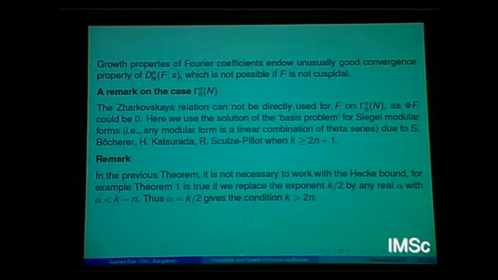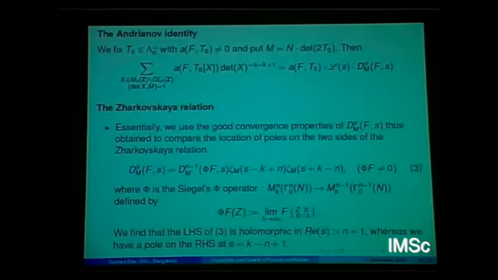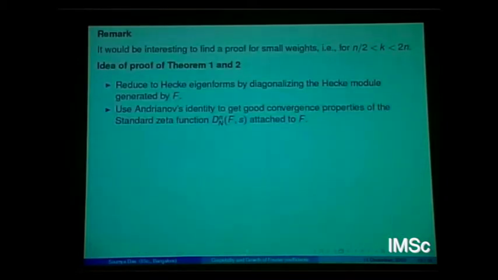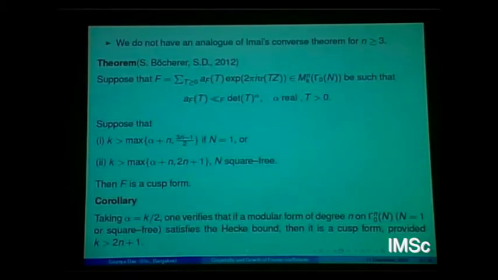There is another thing that I want to say: really the Hecke bound is not necessary. At first we thought the Hecke bound is very special, but actually any alpha less than k minus n in the previous theorem works; it was stated in terms of a general alpha. Alpha does not necessarily have to be k by 2. That's what I want to say.